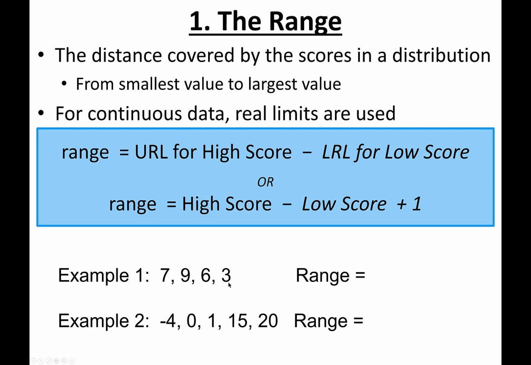So what would the range be for that? You guys got it. So it should be 9 minus 3 equals 6, plus 1 equals 7. Easy enough. So let's do a second example now.